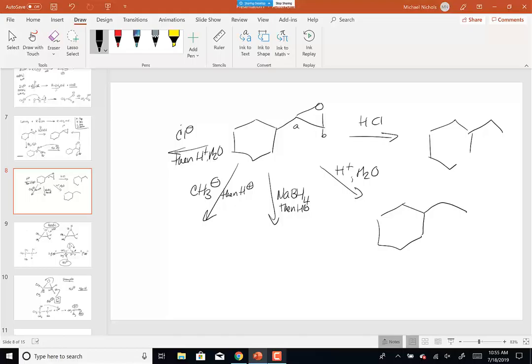I can at least, if I write the molecule without the epoxide, that's going to be the skeleton of the structure. And if these are carbons A and B, the question is what groups am I going to end up with? Well, when I'm opening up an epoxide, one of the groups is always going to be an OH. So the question is, where does the OH go?